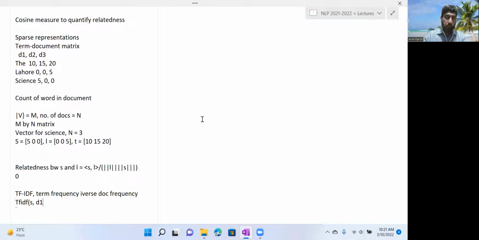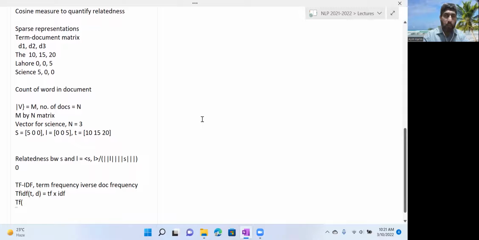or in any case, in general, the term T in document D. Let me write it in a more general sense. So term T in document D, this is a value in the term document matrix. So how do you compute this? It has two parts. You have a term frequency that is multiplied with the inverse document frequency. That's why you have the name TF-IDF.